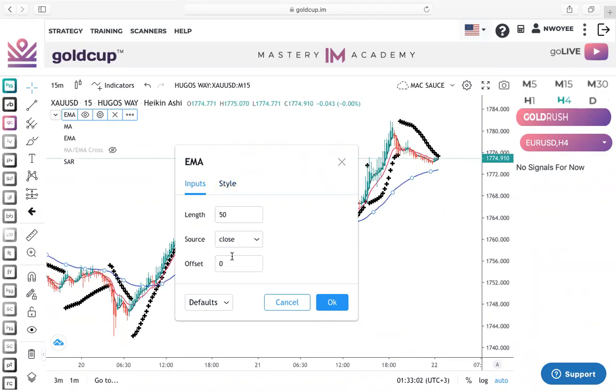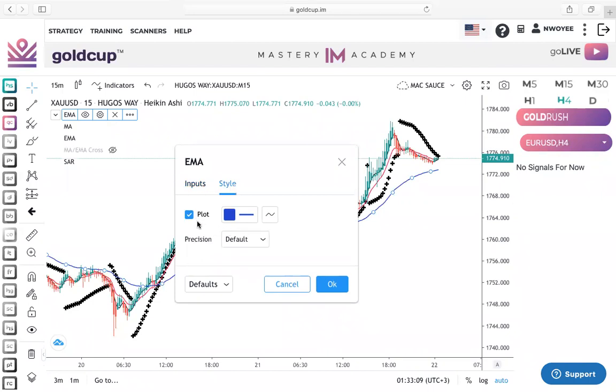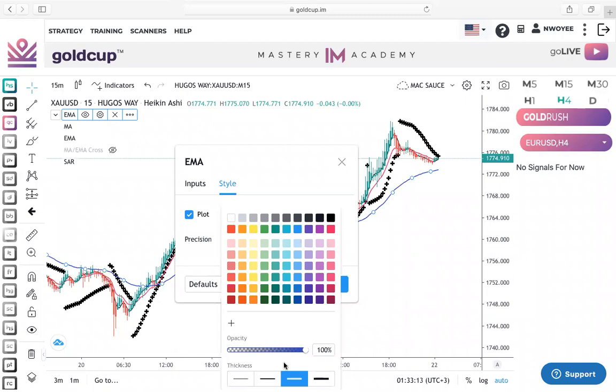Now, 50 close 0, that's for the inputs, right? So this is a 50 EMA. And now the style. The style needs to be blue. The color needs to be blue for the style. And then you want the opacity at 100%. And you want the thickness right here.